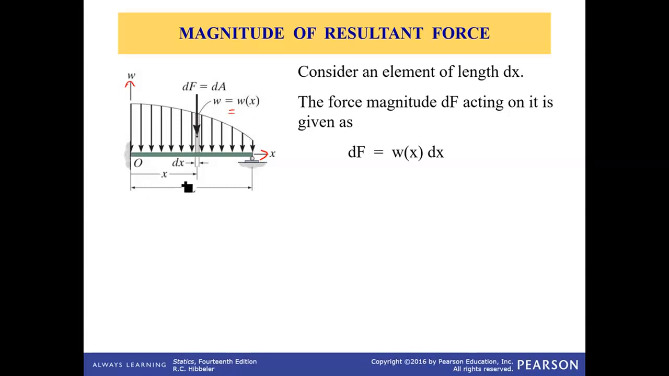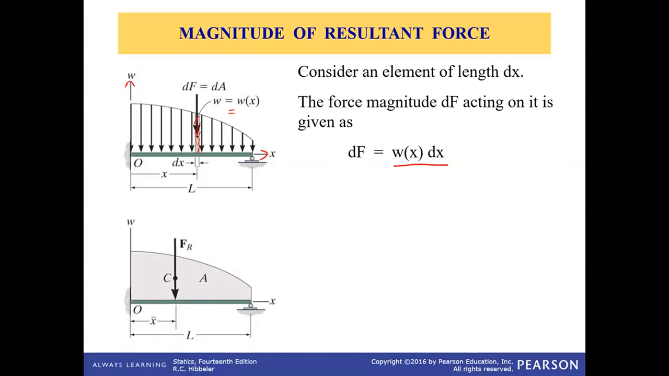Okay. Now, in order to calculate the equivalent point load, we need to consider an element of length dx. So consider this small rectangular strip which has length dx, and its height is given by this equation w(x). So the point load for that strip is w(x) multiplied by dx. But that's only one strip. How do we find the total equivalent point load for the entire distribution?